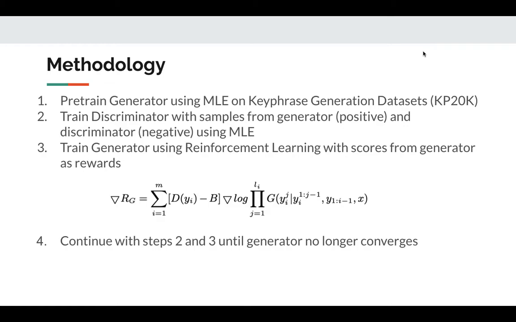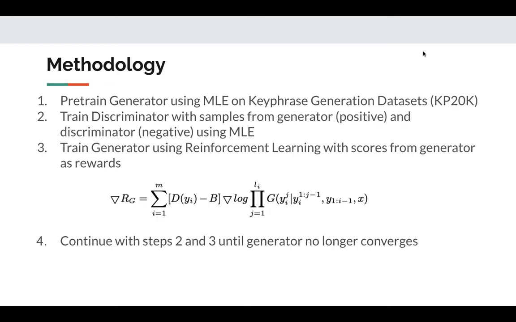We first weakly pre-train the generator using maximum likelihood estimation, or MLE, on KP20K, a large key phrase generation corpus. Then we train the discriminator with samples from the corpus and the generator. The key phrase sequences from the corpus are treated as positive examples and the key phrase sequences from the generator are treated as negative examples while training the discriminator.